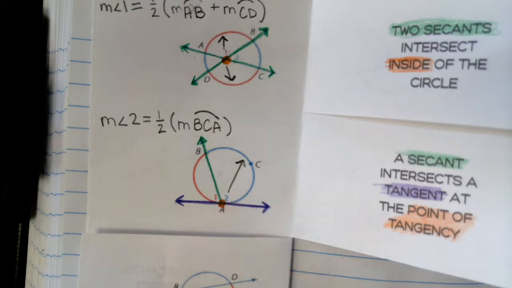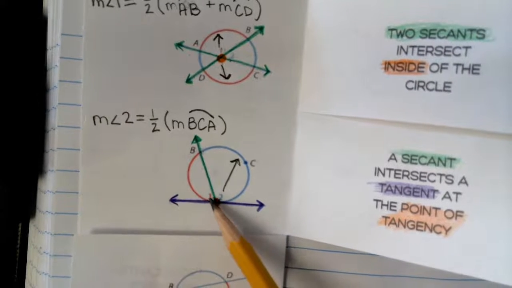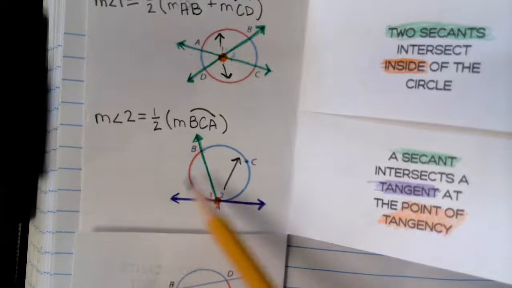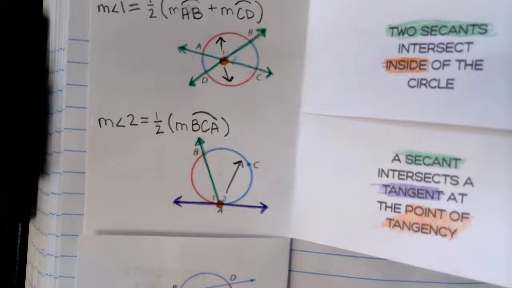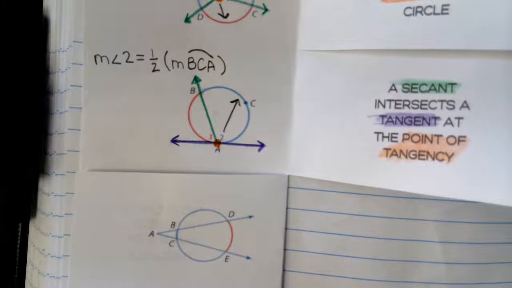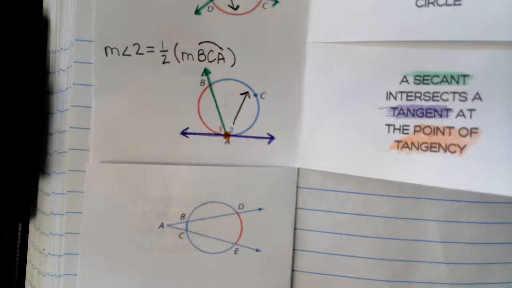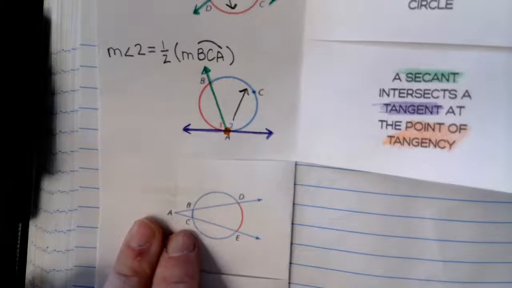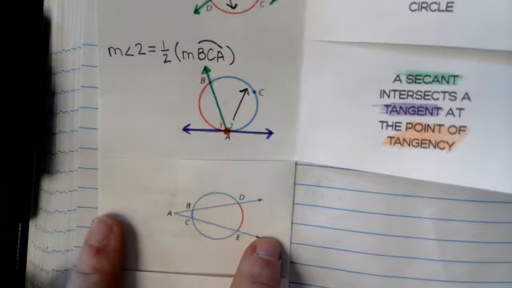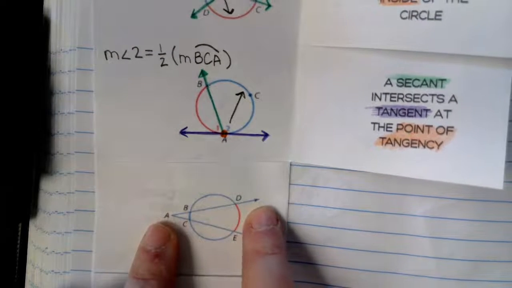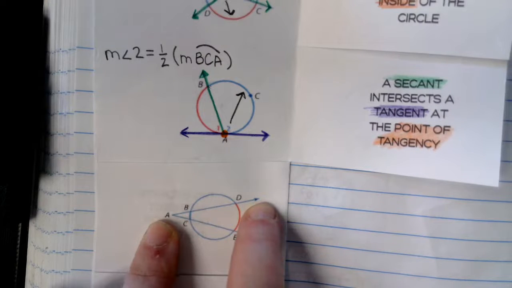Alright, up next. This time, if you look at those 2 lines there, I have ABD, that's one line, and ACE, that's the other line. AD, is that a secant or a tangent? Why? It touches the circle twice. What about AE? Also a secant. So in this one we have 2 secants.